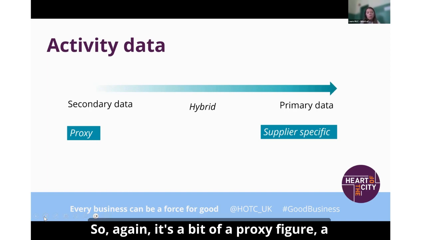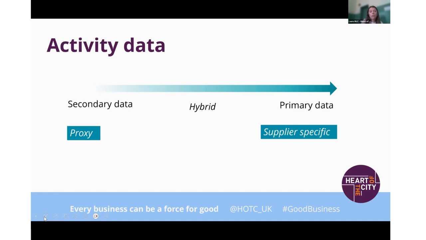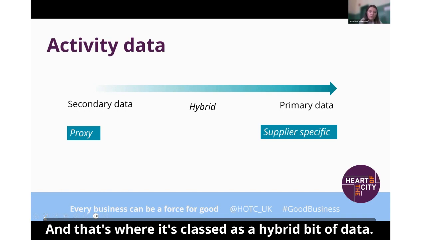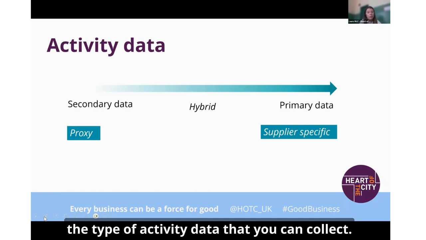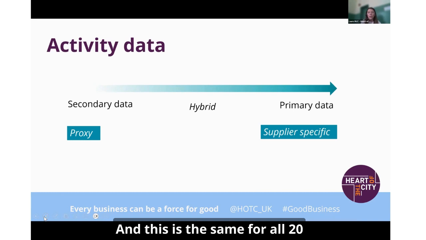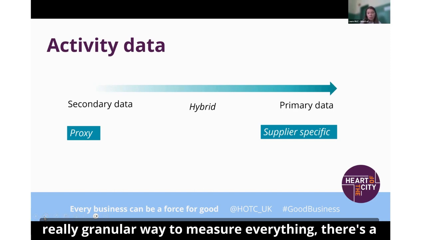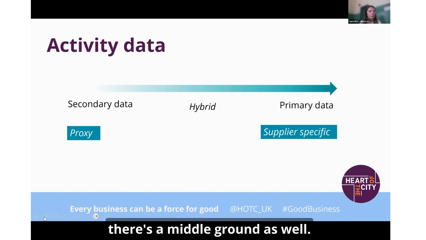So again, it's a bit of a proxy figure, a bit of an average, but it's a much more robust form of secondary data than a general industry average, and that's where it's classed as a hybrid bit of data. So there's that sliding scale, if you can see, of the type of activity data that you can collect. And this is the same for all 20 categories within your carbon footprint: there's a really granular way to measure everything, there's a really averaged out way to measure everything, and there's a middle ground as well.